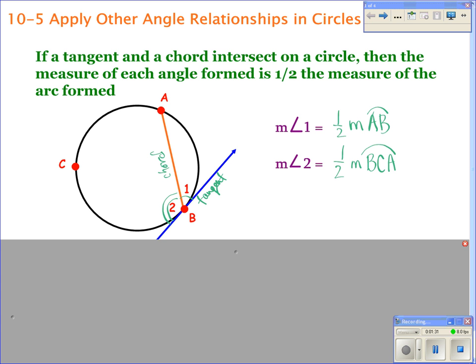So if there was a 100 on the arc, you would just cut it in half. That's your angle measure. So this is just like the inscribed angles. If this was 50 out here, this would be 25. Same rule for this. The angle is pulled all the way to the back edge of the circle, so it has that same property. You learned that one in the previous section.